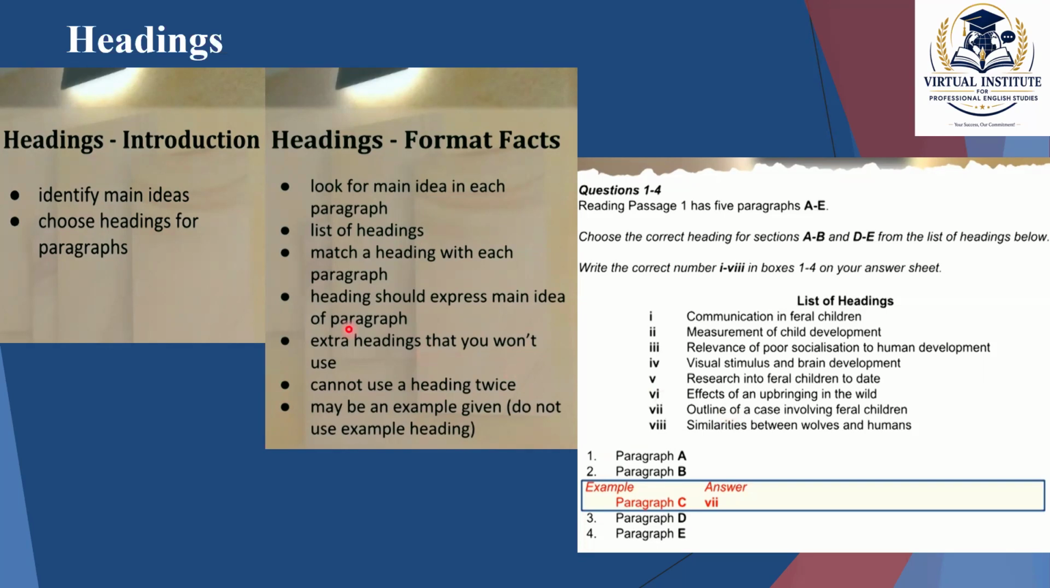Further, headings should express the main ideas of paragraphs. This is what it means, right? And this is why we have discussed the main idea before. So you have the main idea and then you have the headings, and they must have this concordance and this relationship with each other. Now, extra headings that you won't use: there are many other headings which may not be used because they are not relevant to the main ideas, or they are not relevant to the paragraphs in one way or another. So you can leave them out as well, right?